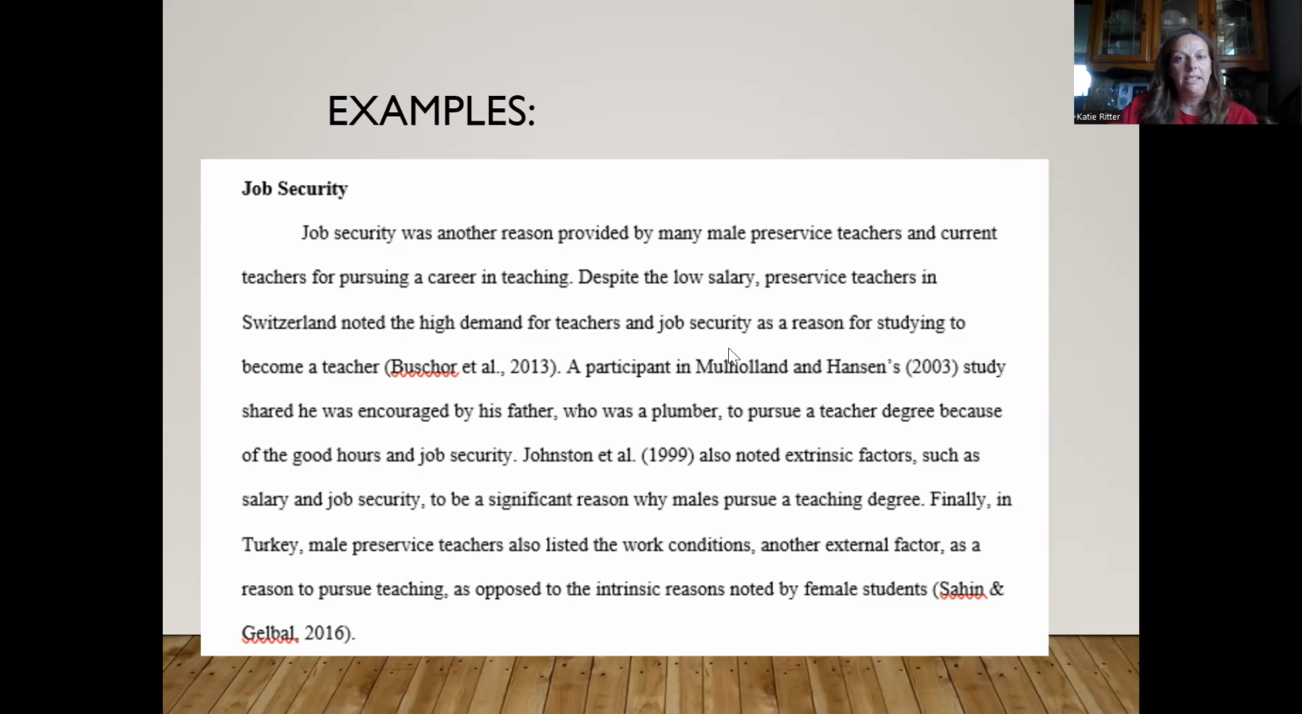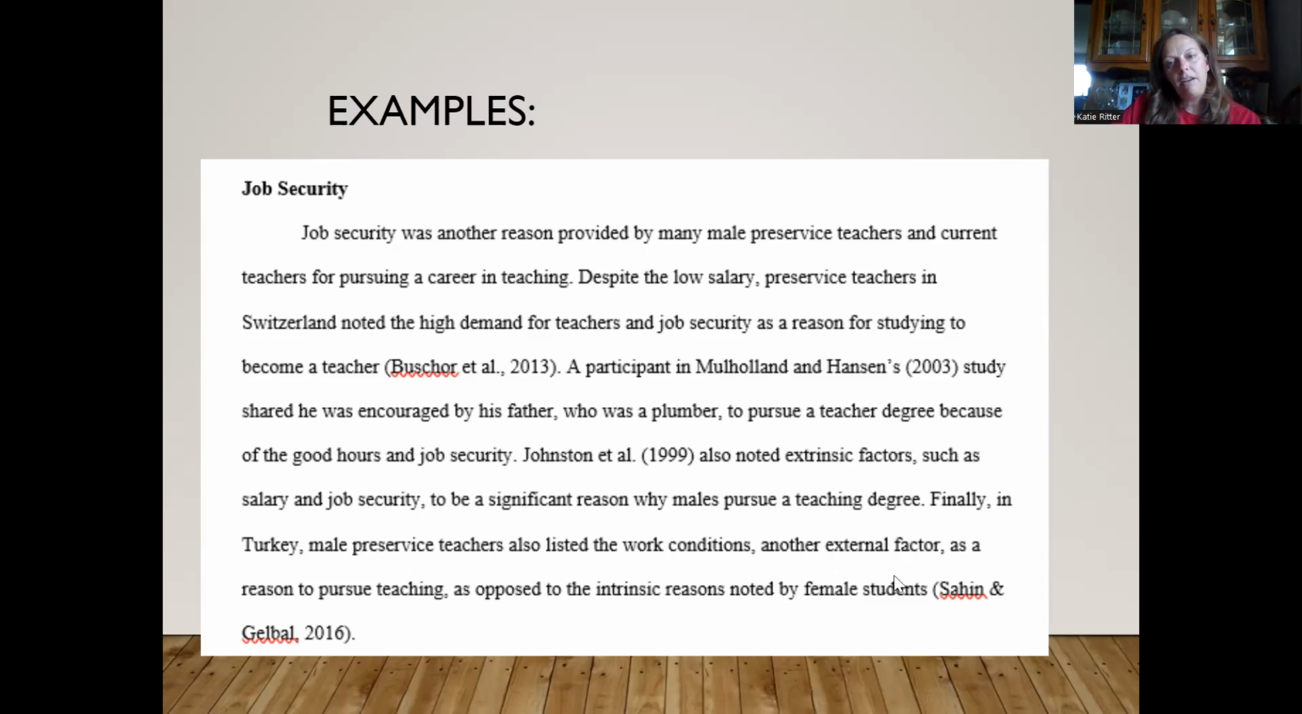Another way to do an in-text citation is to do it in the middle of your sentence. A participant in Mulholland and Hanson's 2003 study shared he was encouraged by his father, and so on. So instead of having the researchers' last names within the parentheses, it's part of my sentence, and then I put the year of the study in the parentheses. Here's another example. Johnston et al., 1999, also noted extrinsic factors. There again, I have the researcher's last name, and we know that there are 3 or more authors in this study because it has et al., and then the year.